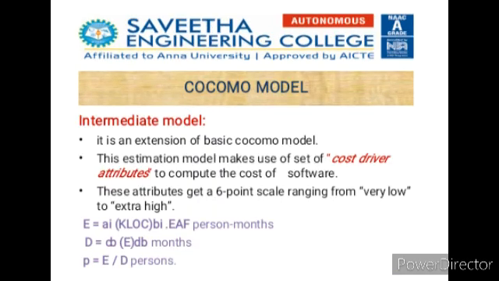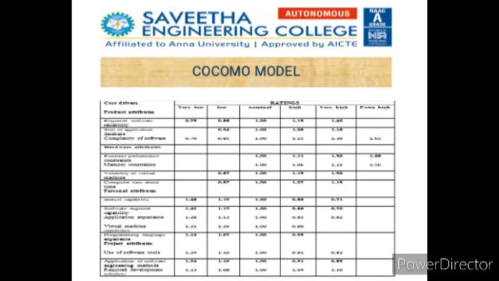The intermediate model is an extension of the basic Cocomo model. The estimation model makes us find the cost driver attributes to compute the cost of software. These attributes get a 6-point scale ranging from very low to extra high condition. The below formula is given for the same intermediate model. The table helps us to find the cost drivers and the attributes involved.